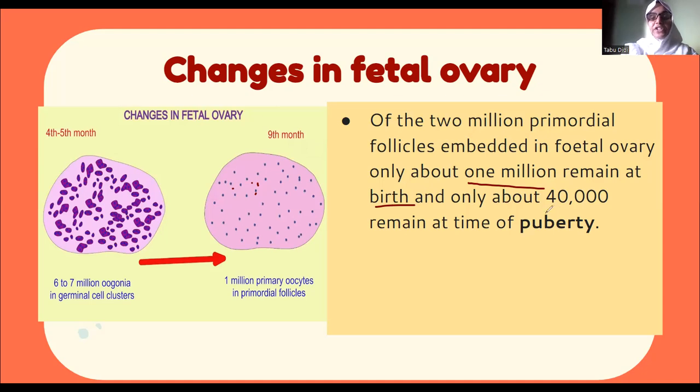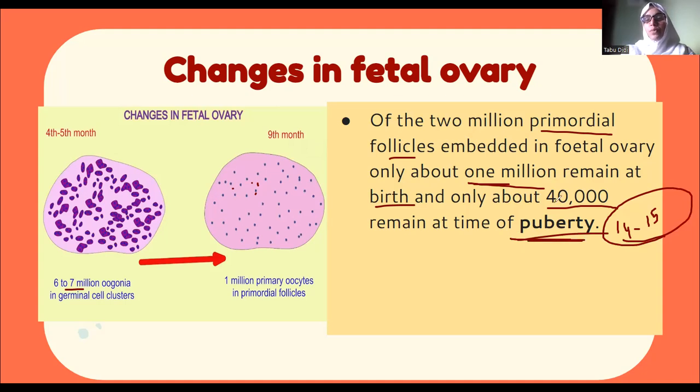And when the female reaches puberty, approximately 14 to 15 years of age, when she starts experiencing the menstrual cycle, at that time the female is left with only 40,000 eggs, the 40,000 primordial follicles which were present from birth. It was 6 to 7 million at the time of development. Then at the time of birth, only 1 million remains. And at puberty, at 14 to 15 years of age, only 40,000 eggs remain.